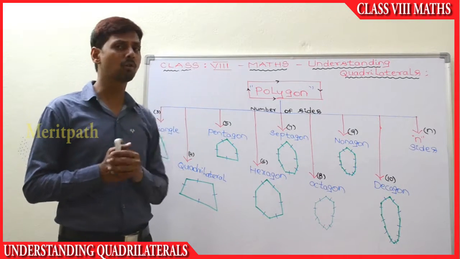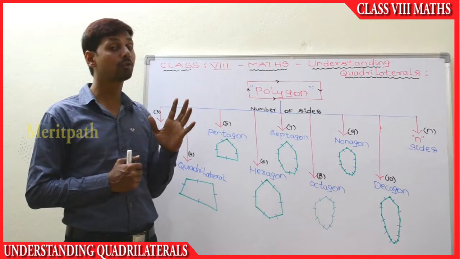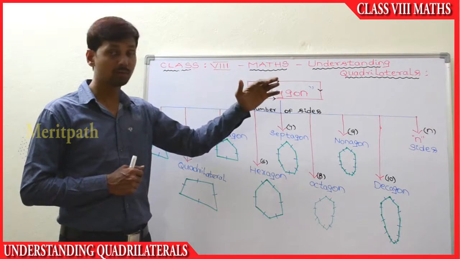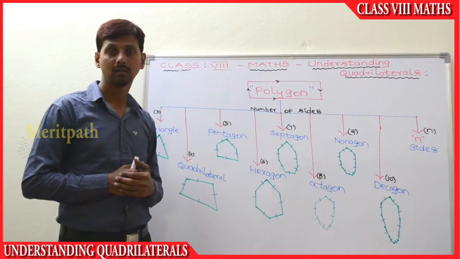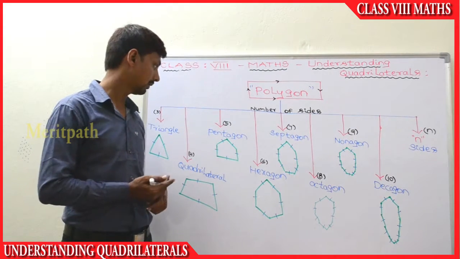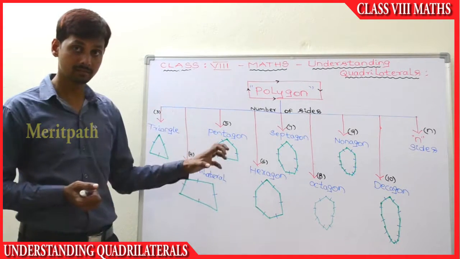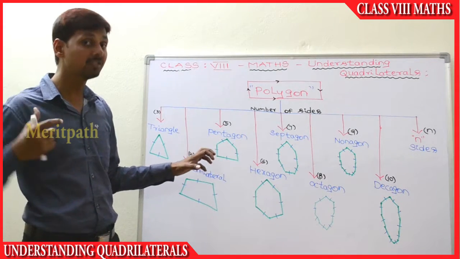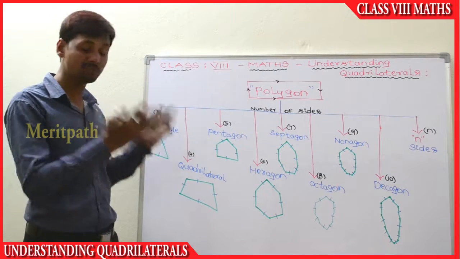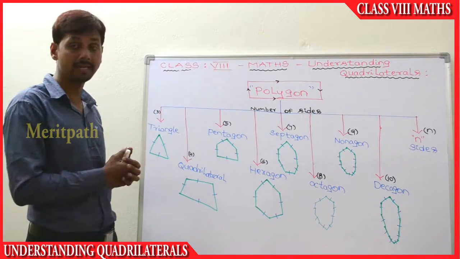Now the simple closed figure which has 4 sides, we call a quadrilateral. Then the simple closed figure having 5 sides, we call a pentagon. So these are all simple closed figures formed with line segments, so we call them polygons. These are different types of polygons we are discussing. Everything is a polygon which has a number of sides.